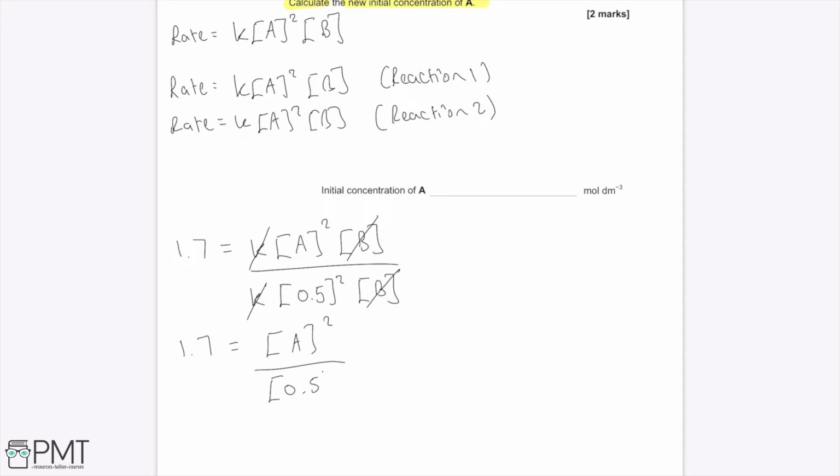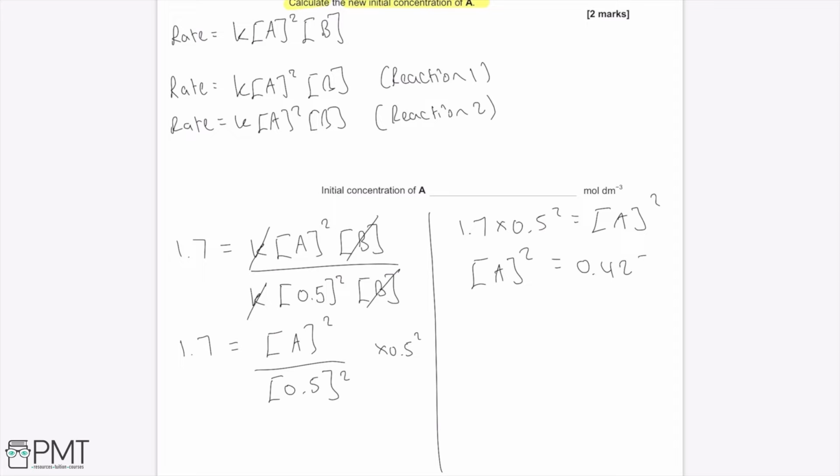So now, if we rearrange this equation to get the concentration of A squared by itself, we can do this by multiplying by 0.5 squared on both sides, and this will get us 0.425 equals the concentration of A squared, and then if we square root both sides to get rid of the squared, what we are left with is an answer to 2 significant figures of 0.65, and this gets us 2 marks for this question.